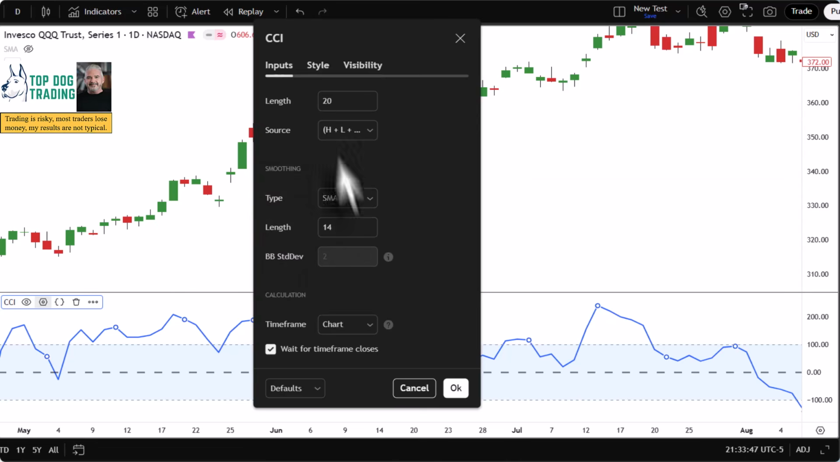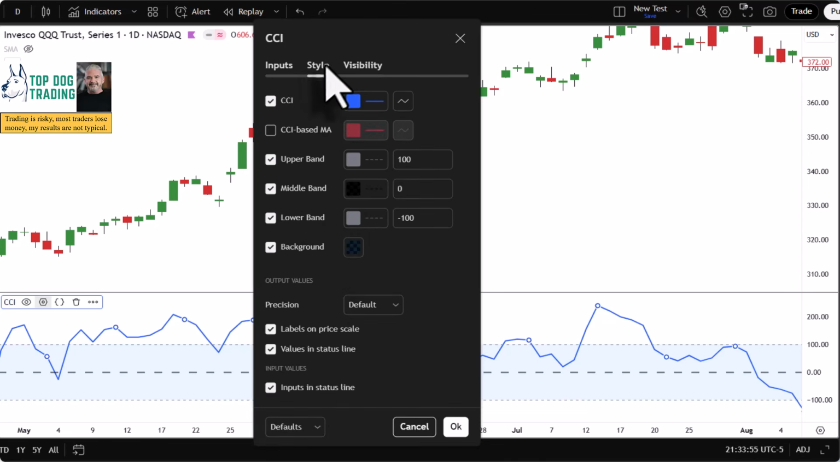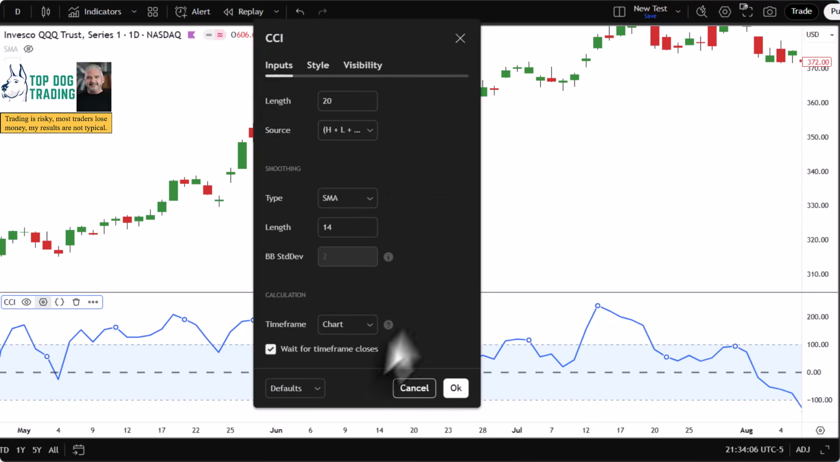Now, actually, we're not going to use the moving average here. So this is the smoothing. You can add a moving average to it. I don't like that. It's lagging anyway. So if I go over here to style, you'll see that I unclicked CCI based MA. All right, and then you can make these colors whatever you want. All right, but that's the main settings.